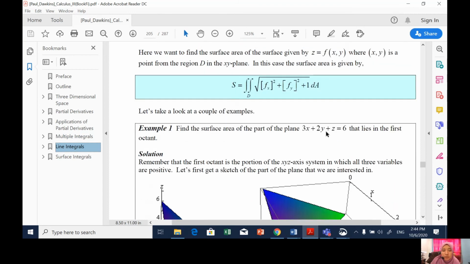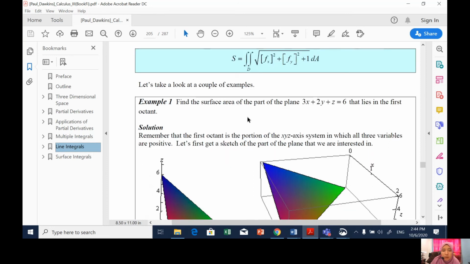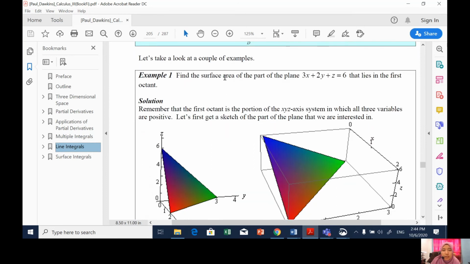Okay, so for this surface area, we will see example 1. Find the surface area of the part of the plane 3x plus 2y plus z equal to 6 that lies in the first octant. When stated as the first octant, it actually refers to a solid that is in the first quadrant.